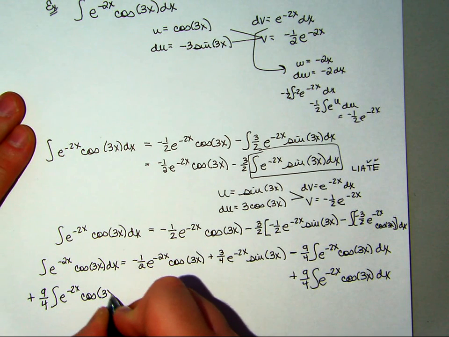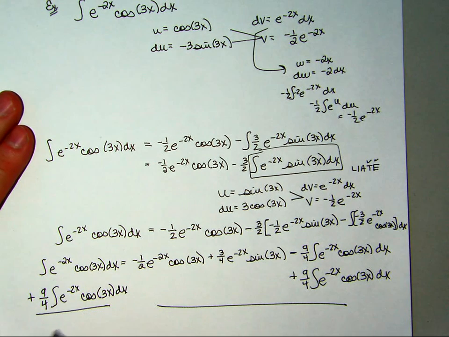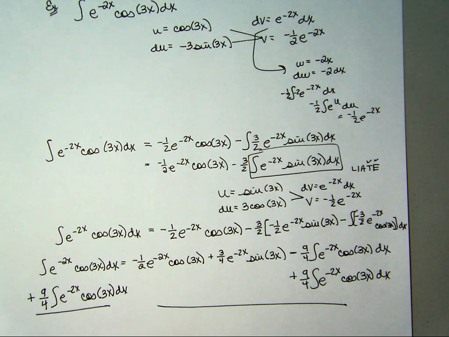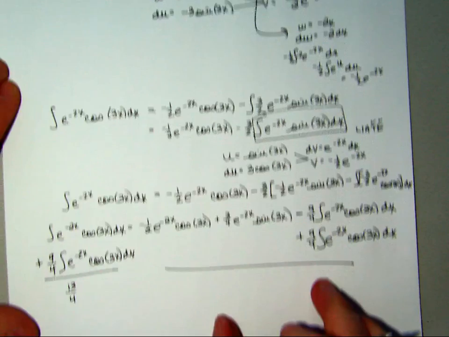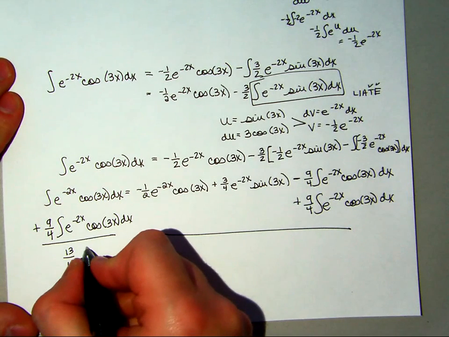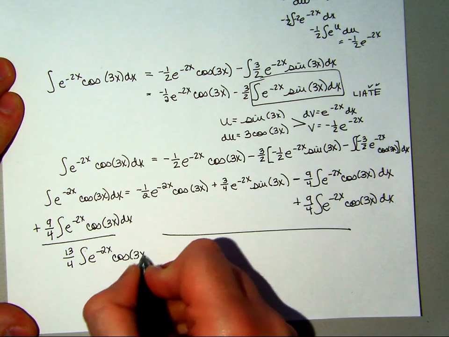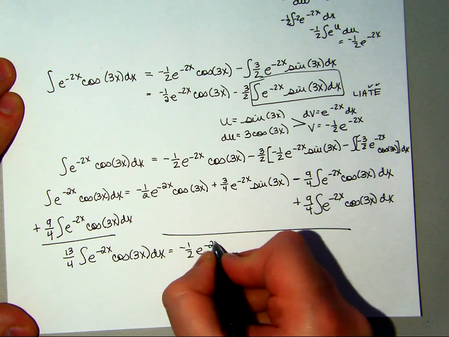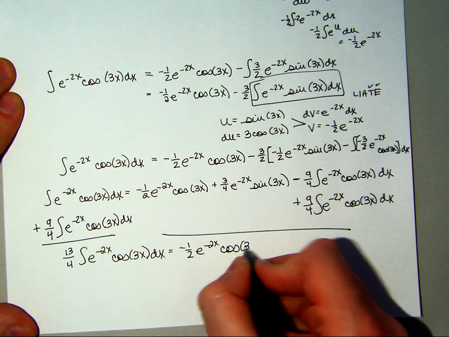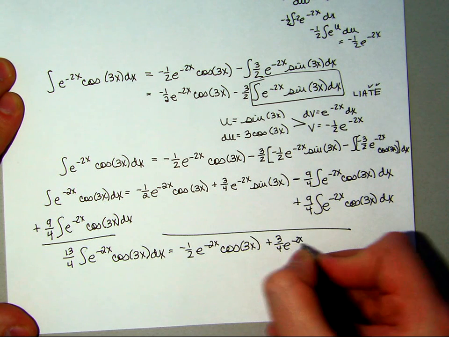On the right side, I have one of those integrals plus 9/4 of those integrals. What's one of something plus 9/4 of that thing? 13/4 of that thing. So I'm going to get 13/4 times the integral of e to the negative 2x cosine 3x dx equal to negative 1/2 e to the negative 2x cosine 3x plus 3/4 e to the negative 2x sine 3x. I'll deal with the constant once I'm truly done with everything.